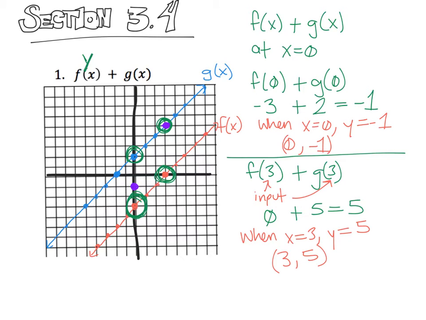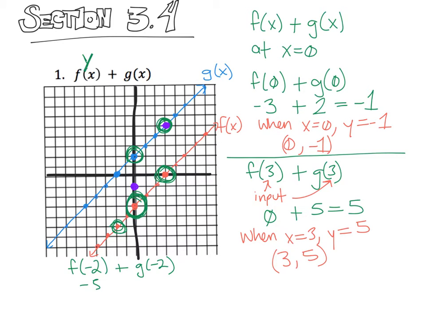Okay, so remember, you really only need 2 points to make a line. If you wanted to do a third one, let's do a third one, just because we want to, and we're good mathematicians. Let's do an input of a negative number, -2. So I'm going to say f of -2 plus g of -2. When x is -2, where is f at? F is way down here. So when x is -2, my output is 1, 2, 3, 4, 5, -5.